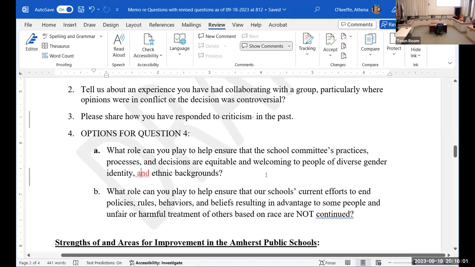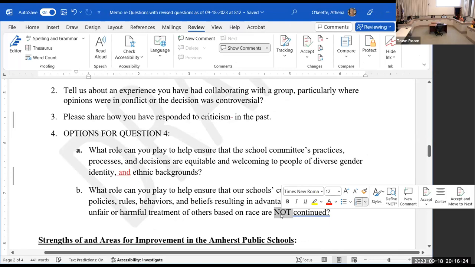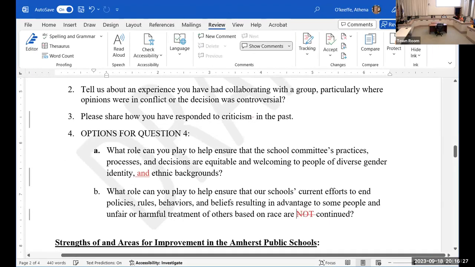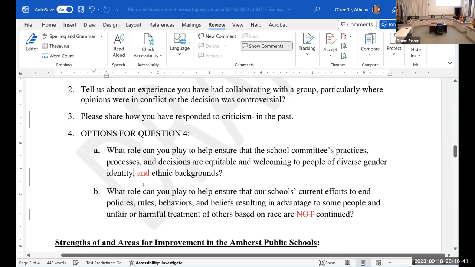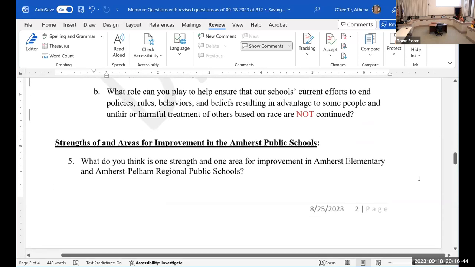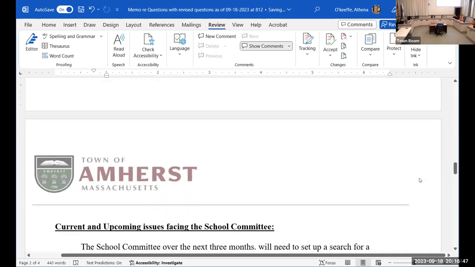Okay, and B, yes. So on 4B, it says what role to ensure that the current efforts to end policies are continued. Yes, so get rid of the word not. Okay, and in that case, I'm gonna go through them all and then I'm gonna come back for questions, okay? Go on to the next, strengths and area of improvement. We really left that one alone, so we can go on to the next.